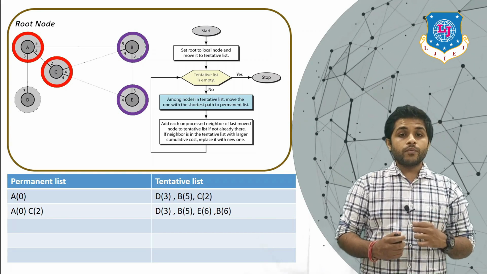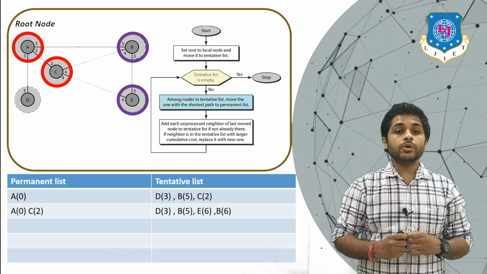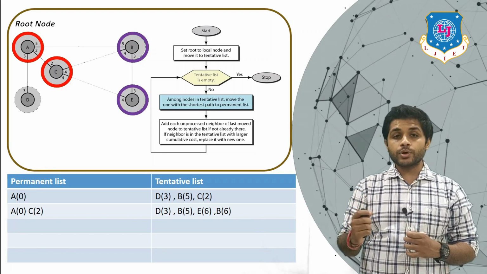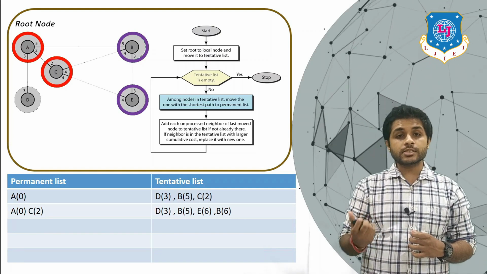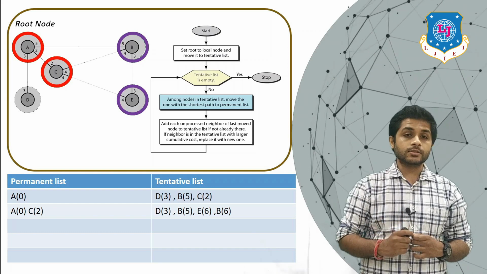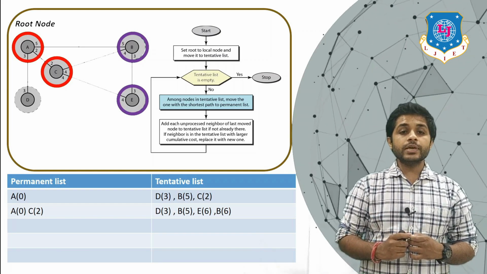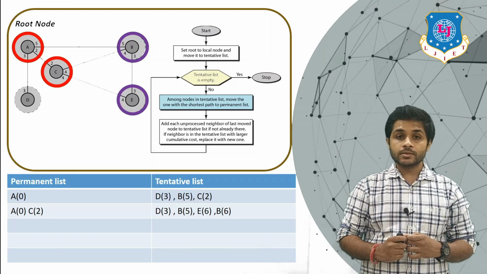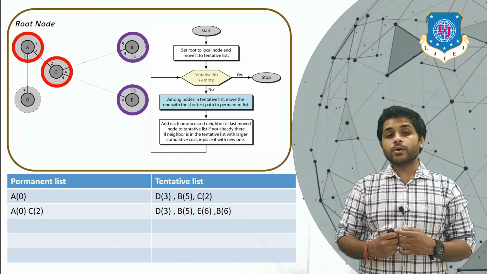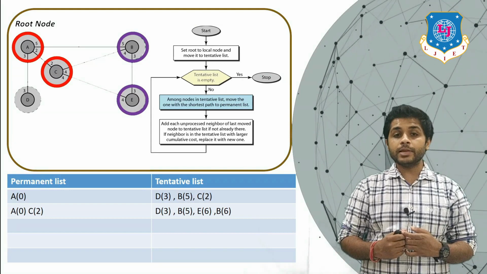Now one more thing that you need to consider is that when you find the same node with different distances, we will only consider the node which has the shortest distance. You can see that we have B5 and B6. So the node is the same but the distance is different. So we will consider only B5 and we will eliminate B6.